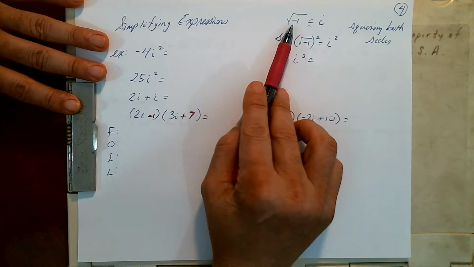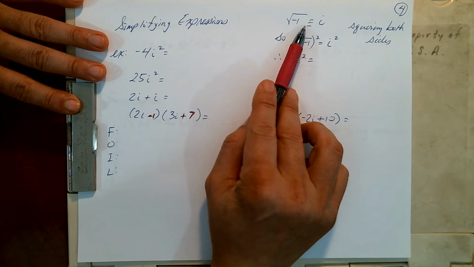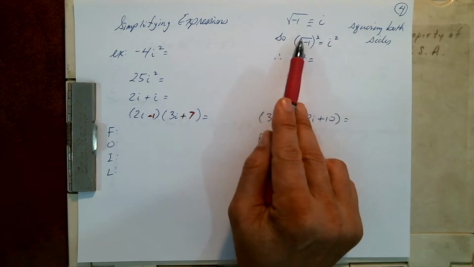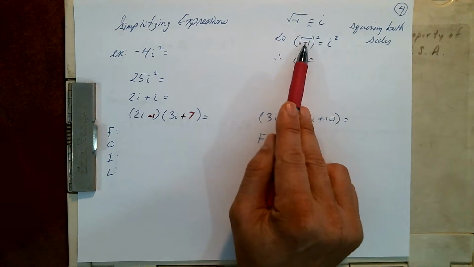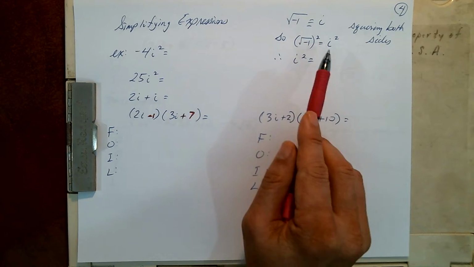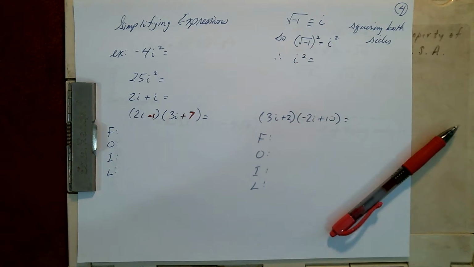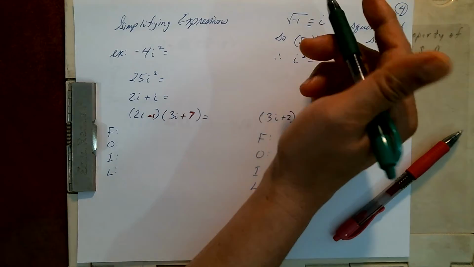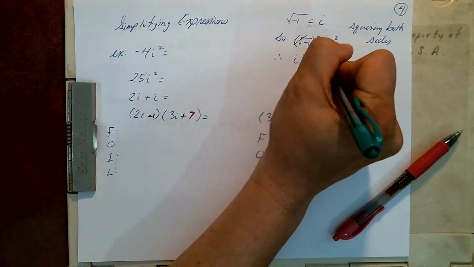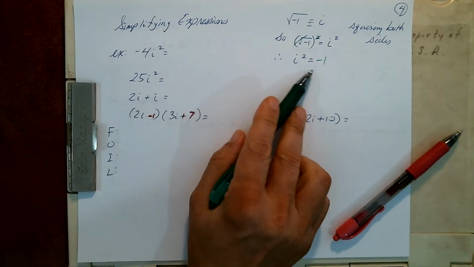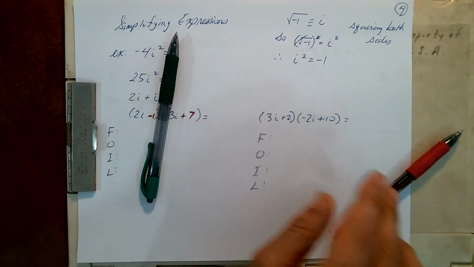We know by definition that square root of negative 1 is i. If we square both sides, we get this, right? And because they are inverse operations, the square and the square root, you end up with just negative 1. We know that square root of i squared is negative 1.